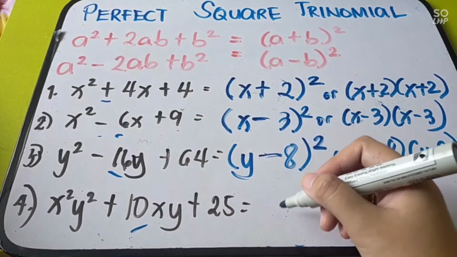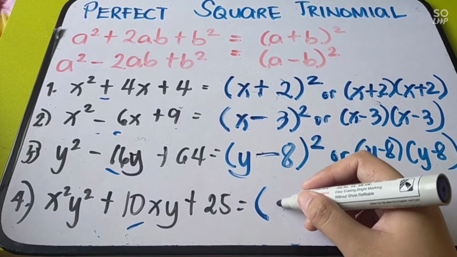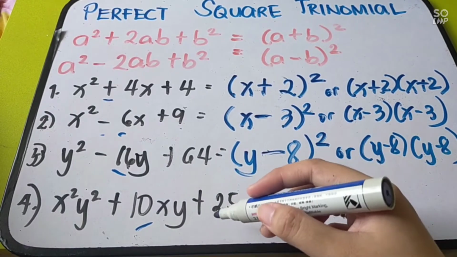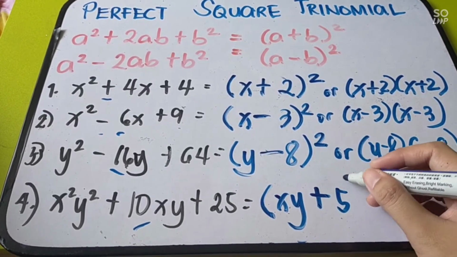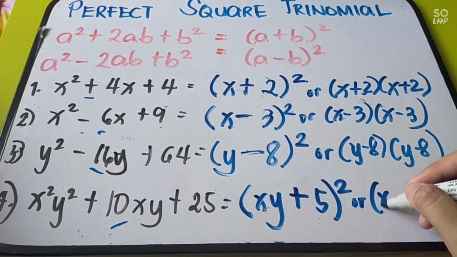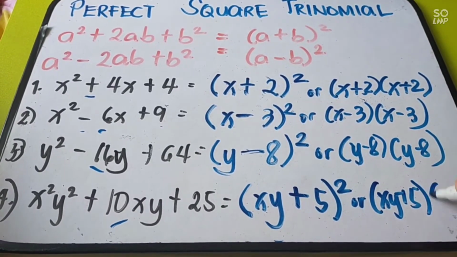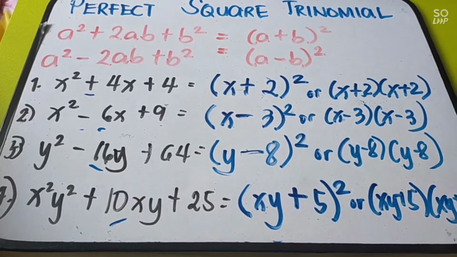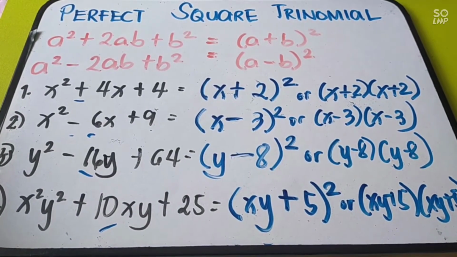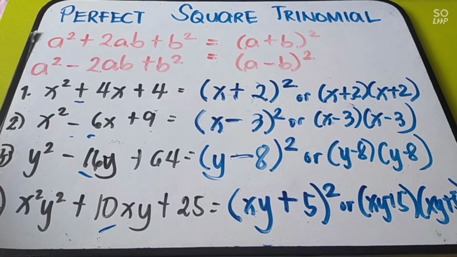So, si x squared y squared, ang kanyang square root ay xy. Then, just copy the sign, which is plus. Then, the square root of 25, we have here 5, then squared. Or, pwede rin siyang xy plus 5 times xy plus 5. Okay? So, that is it. So, ganun lang kasimple kapag perfect square trinomial.